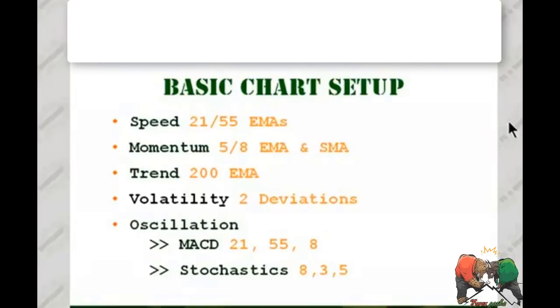For volatility, I use Bollinger Bands at 2 standard deviations. Again, we're not really going to talk about that today. And for oscillators, I use MACD set at 21, 55, 8 and stochastic set at 8, 3, 5. Now again, we're not going to talk about those today. What we are going to talk about is how to align price action with market action using these moving averages. Now notice the common thread, or the common denominator, between all my chart setups and all my indicator setups: Fibonacci numbers. So there is some sort of divine harmony in here, but you can, again, just find what works for you, and keep doing that.